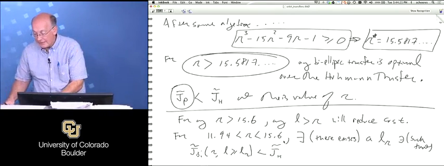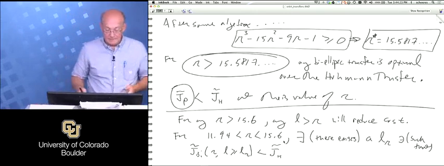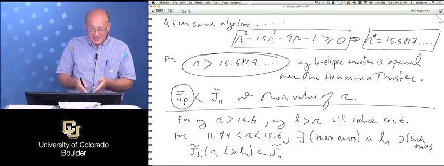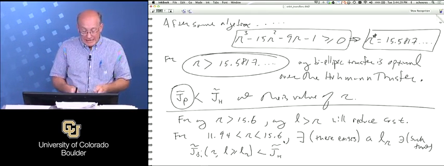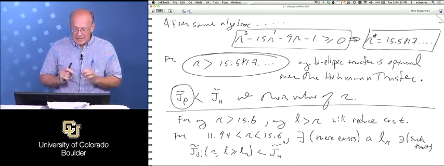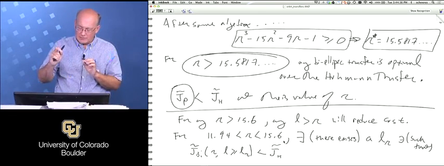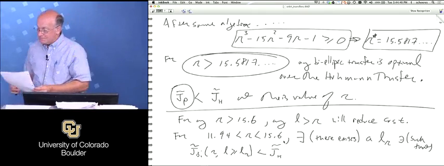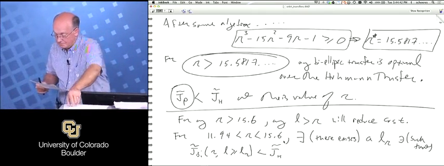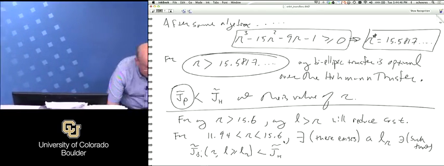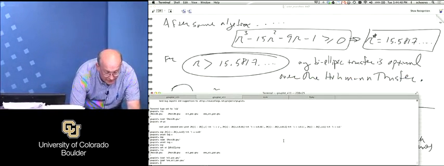So in fact, even if we're less than this 15.6, it turns out that there can be bielliptic transfers that actually cost less than the Hohmann transfer, but they're not an epsilon away from the Hohmann transfer. You have to actually boost it up to a higher value. And I actually have a simple gnuplot of this.